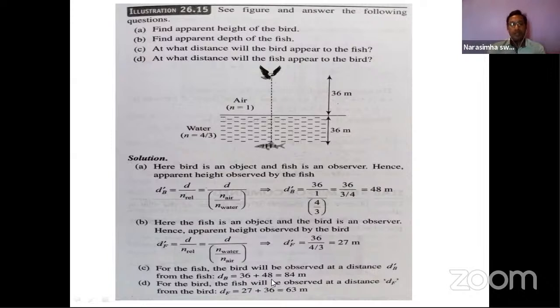36 plus 48 is the total distance. For the fish, the bird will be observed at a distance, the distance from the fish, and the total length is this one. Now for the bird, the fish will be observed at a distance of 27 plus 36, which is 60, because it is only due to the changing medium.